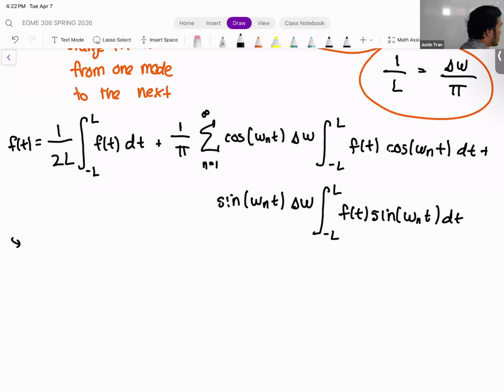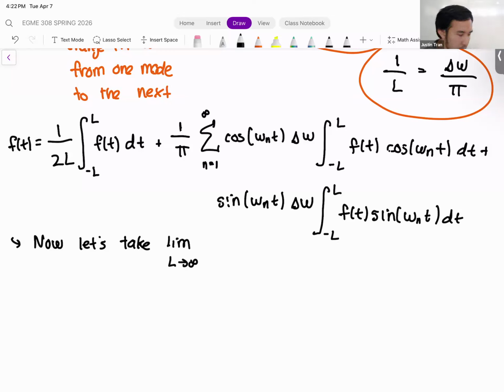Now that we have our Fourier series in this form, we can take our limit. We're going to take the limit as L approaches infinity. Remember, when you're dealing with infinity, you can't just plug infinity into these equations. You have to take the limit. I mean, effectively we are plugging in infinity, but mathematically, we have to take the limit. And this will allow us to apply our Fourier series to a non-periodic function.